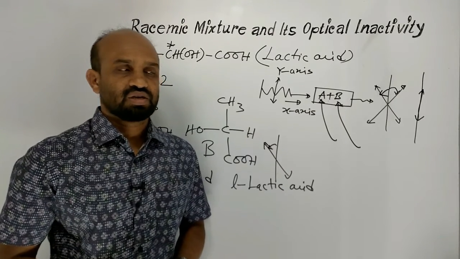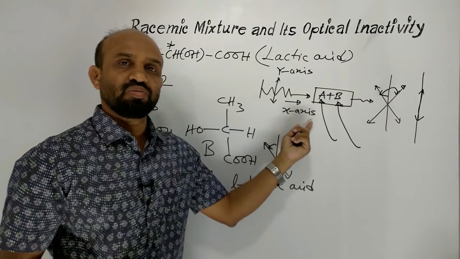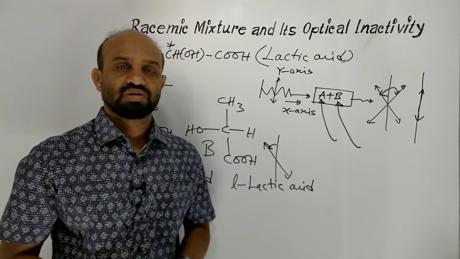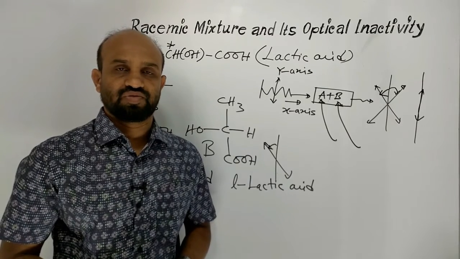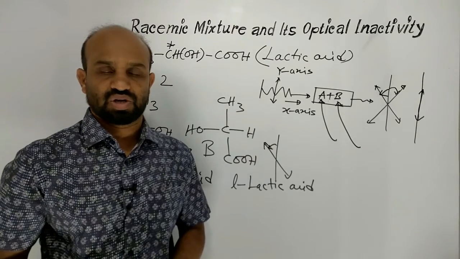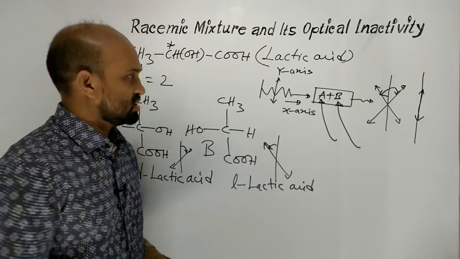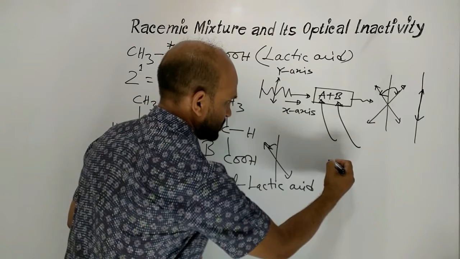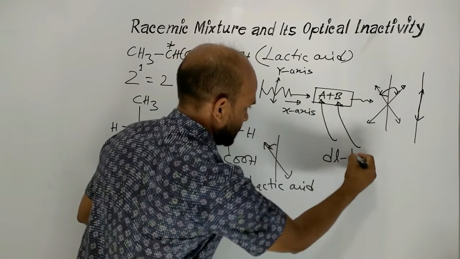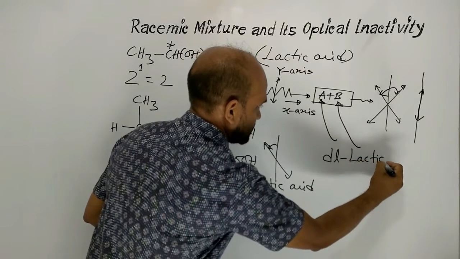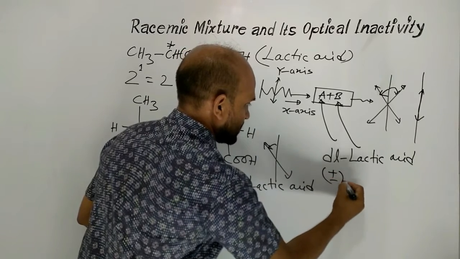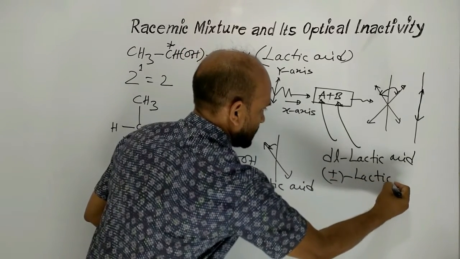So we can say that an equimolar mixture of D and L isomers is optically inactive because this mixture cannot rotate the plane of the polarized light. That is why this mixture is called DL lactic acid or plus minus lactic acid.